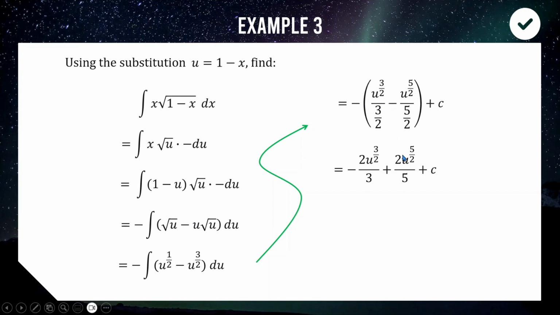Okay, now we're going to turn these back into surd form and then back substitute the fact that u is actually equal to 1 minus x. The question was in terms of x, so we need our answer to be in terms of x if we want to achieve full marks.